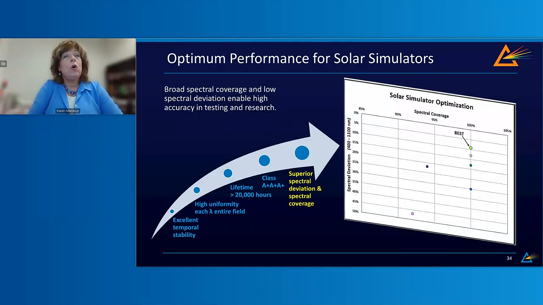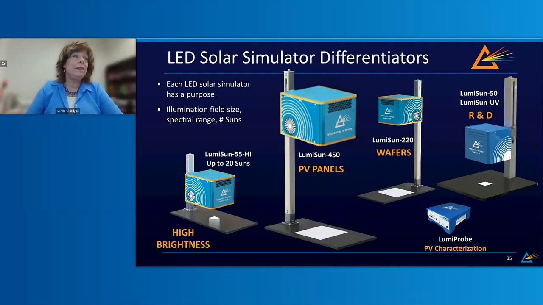At IOI, our goal is to ensure that you have the best possible performance across a broad range of simulator types. And we'll talk about the LumiSun family as shown here, as a broad range of selection. Each LED solar simulator has a purpose depending upon your requirements: high suns, panel or wafer testing, large or small illumination fields, and research and development.